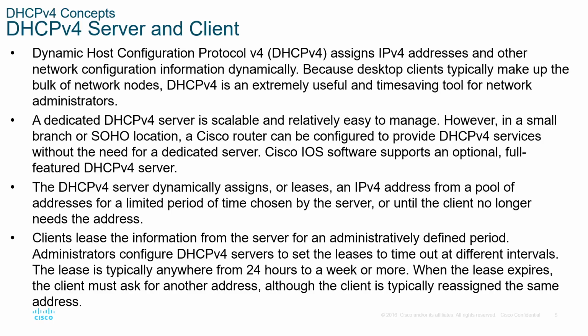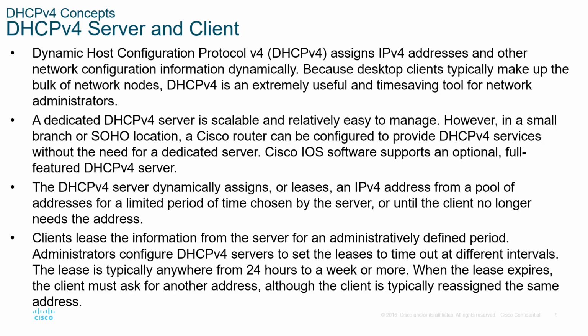Now, the DHCPv4 server is responsible for dynamically assigning or leasing an IPv4 address from a certain pool of addresses for a limited period of time chosen by the server. So we just basically specify a pool of addresses, which is basically a bucket with a whole bunch of addresses that will be available for our server to assign.